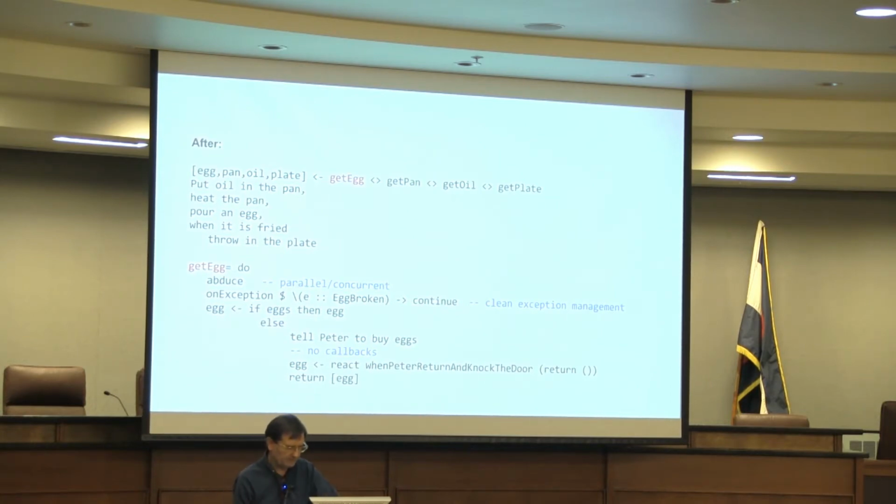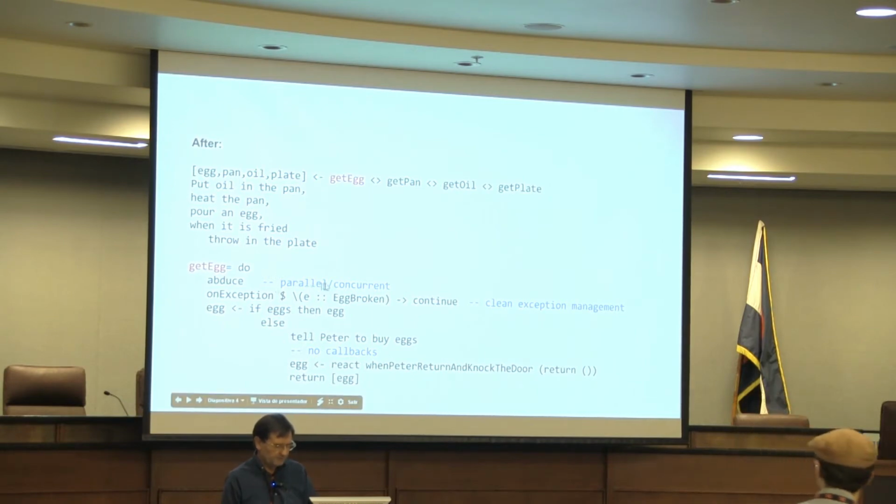What I propose is something that isolates the get egg and all the complexities in a single element that is composed with the rest of the recipe, so that we manage concurrency, exception management and callbacks, so that the get egg is isolated from the rest of the recipe and carries out everything necessary to manage the eggs, including if the egg is broken, the process can start again from the beginning with the pan, the oil, and the plate, but that we already have.